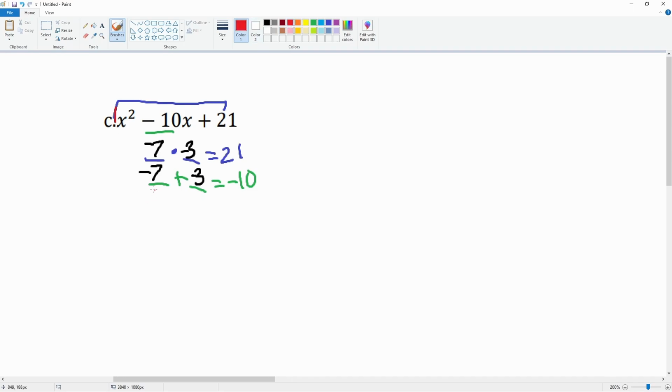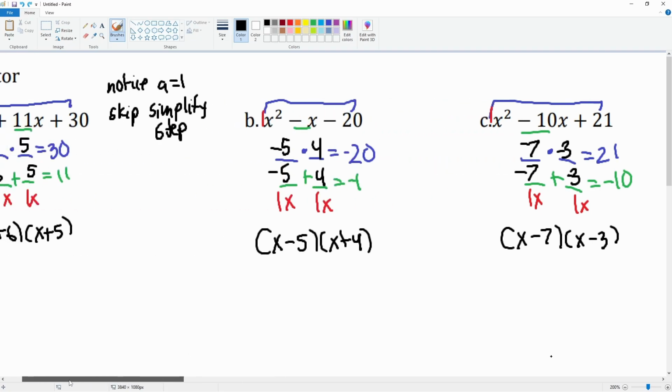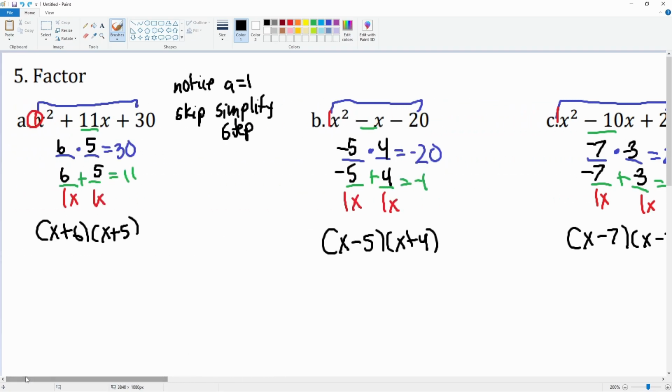I can now divide by that 1x. We don't need to simplify because it's just 1. So it becomes x minus 7 and x minus 3. That would be its factorization. So there you go, we just factor it. We notice we can skip the simplifying step because a equals 1.